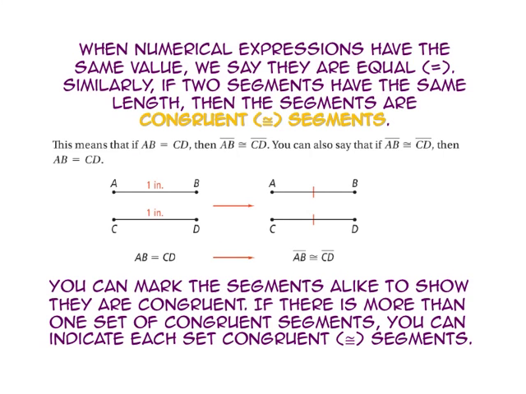When numerical expressions have the same value, we say they are equal. Similarly, if two segments have the same length, then the segments are congruent. Notice here we know that both of these segments have a length of 1 inch, so their lengths are equal. The length of segment AB is equal to the length of segment CD. Over here we do not know the length of segment AB or CD. However, these tick marks tell us they are congruent. So we would say segment AB is congruent to segment CD.